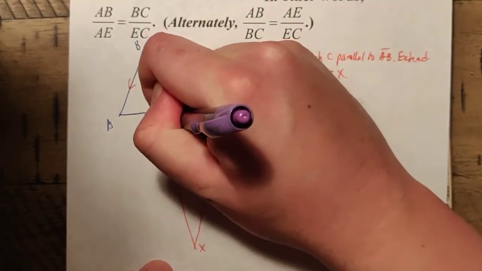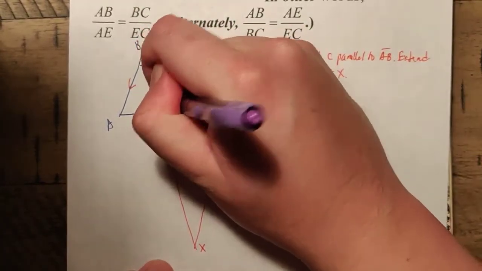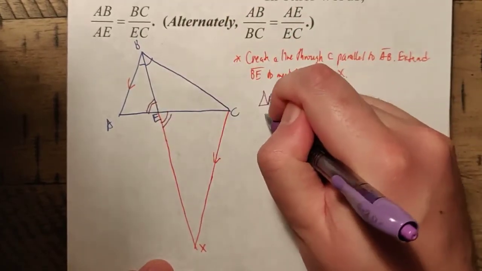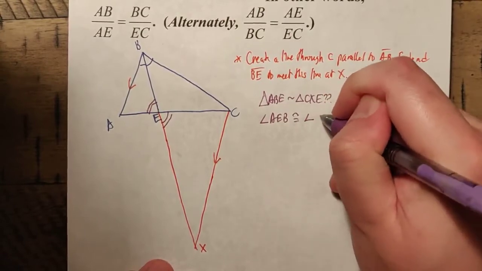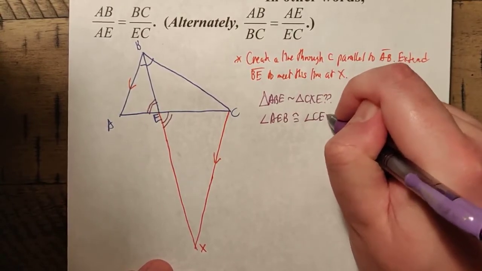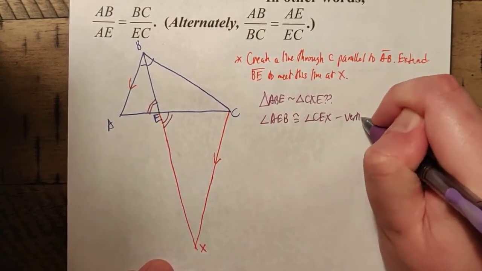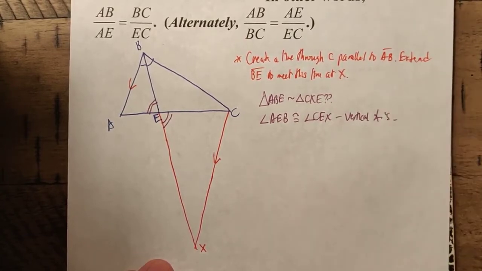We have vertical angles here, so I can mark that like that here. Let me mark the two purple angles like so. I can say that angle AEB is congruent to angle CEX, right? These are vertical angles. Oh, that looks great, right?